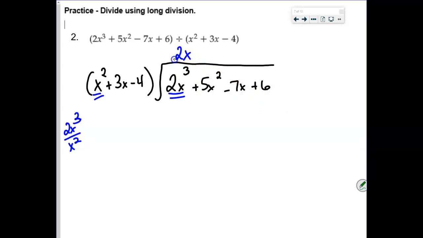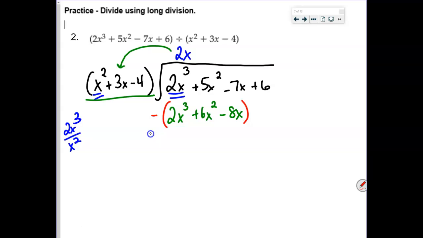Now we're going to multiply the 2x by the entire divisor, the whole thing, and you get 2x to the third plus 6x squared minus 8x. We're almost done. Okay, we're going to subtract. Only your lead term needs to cancel, and it does, so we did something right. These are gone. You have 5 minus 6, so you have negative 1x squared. And then careful here, this is negative 7 minus negative 8, so that's a plus 1x.